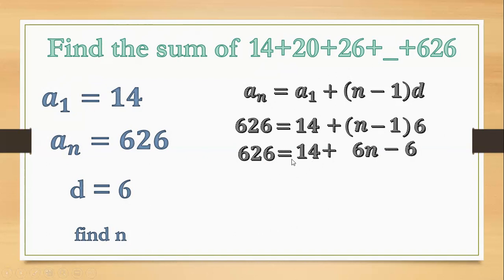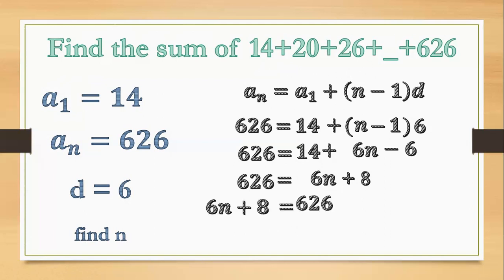Next, combine like terms 14 and 6. So, 14 minus 6 equals 8. So, just copy 6n. Next, interchange natin kasi it's easier to find if the unknown is on the left side. Mas madali kasi i-operate. So, pagpalitin natin, 6n plus 8 equals 626.